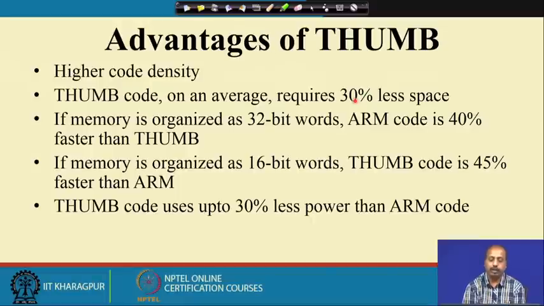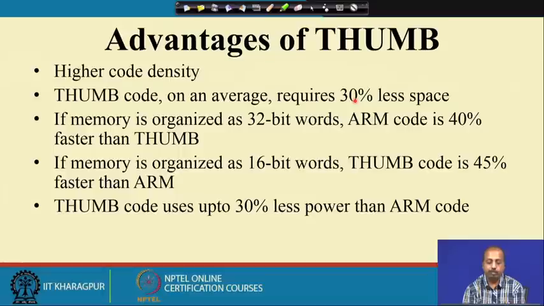On the other hand, if you have a 16 bit memory word, then for getting a 32 bit ARM instruction you need to access memory twice. So the memory access time, particularly if the memory is off chip, will increase. The thumb code will now be faster, because every access will give it one instruction that it can go for execution. So thumb code will be faster.